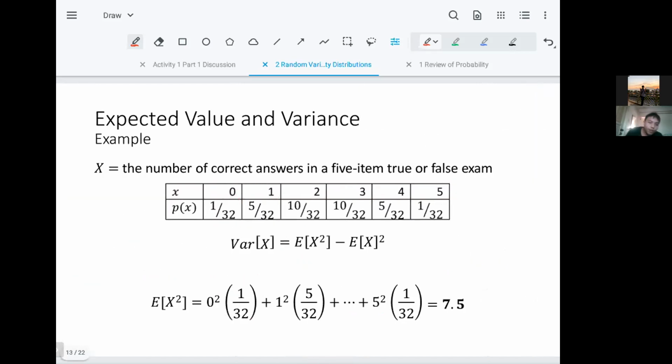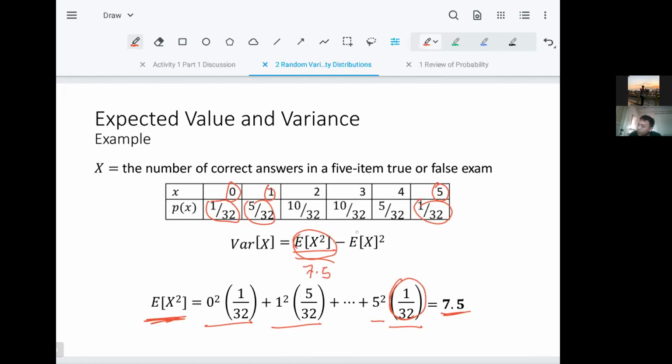All right, how do we compute for the variance given a discrete random variable? So, variance of X is equal to expected value of X squared. We compute the first term muna. Kung papansinin nyo, it's just 0 quantity squared times 1 out of 32, 1 squared times 5 over 32 until 5 squared times 1 over 32. Yan yung first term, E of X squared. Okay, take note, hindi si square yung probability ha. You don't square the probability, just the value of X. And we'll arrive at 7.5. So this thing is 7.5, yung E of X squared.